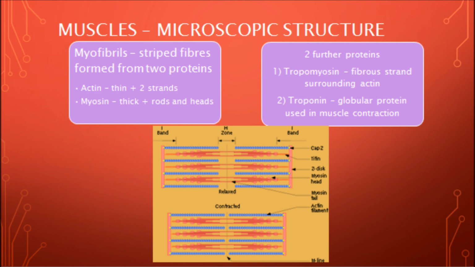Myofibrils are tiny fibers which make up a single muscle fibre. It is formed from two filaments which give it a striped appearance due to the way that they are arranged. Actin is a thin protein that is arranged in two strands, whereas myosin is thicker and has rod-shaped fibers combined with globular protein heads. Two further proteins are also present: tropomyosin, which is a fibrous protein that wraps around the actin, and troponin, which is a globular protein involved in muscle contraction.